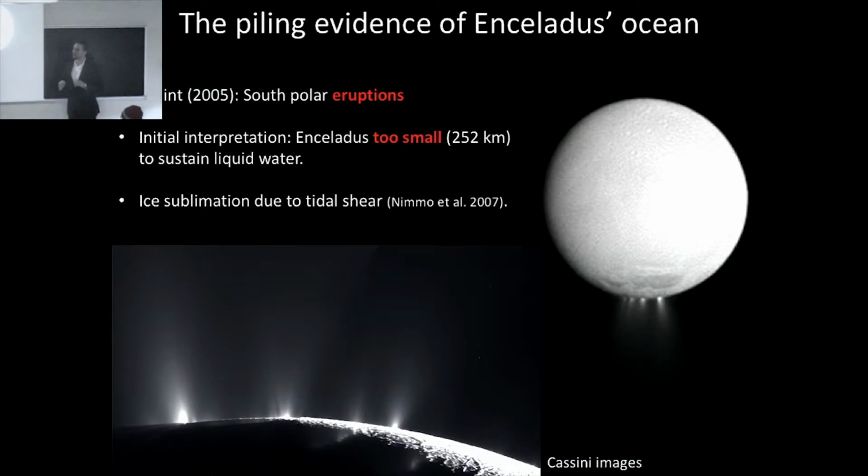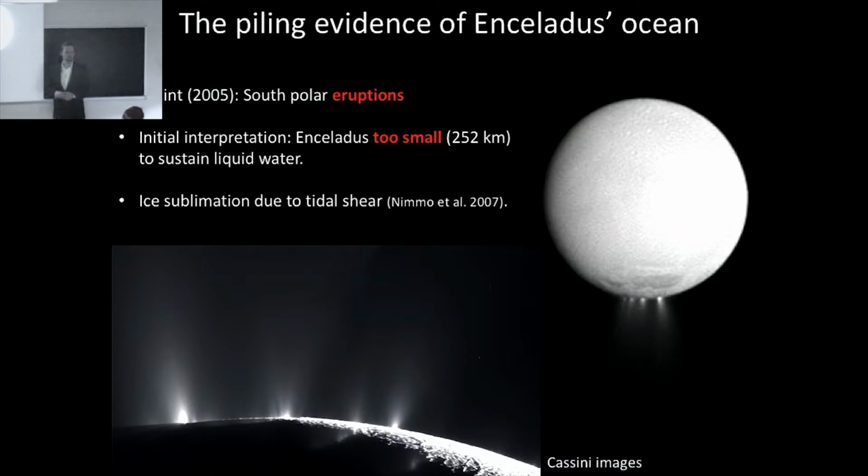So Enceladus, because of its small size, an ocean was not really favored in it, because most of the energy that is produced in the rock gets diffused away and then leaves the body, and then the ocean would freeze. So the first hint for something odd going on inside Enceladus was these eruptions from the South Pole that were detected or discovered by the Cassini mission.